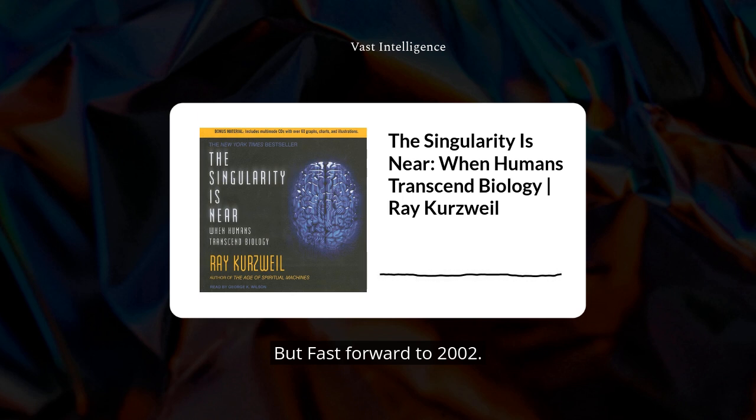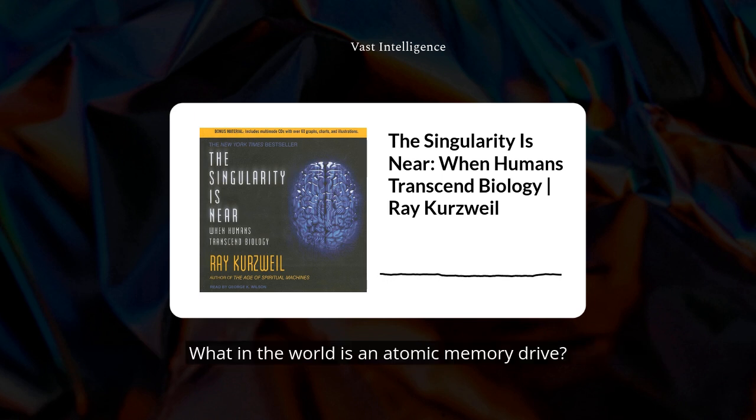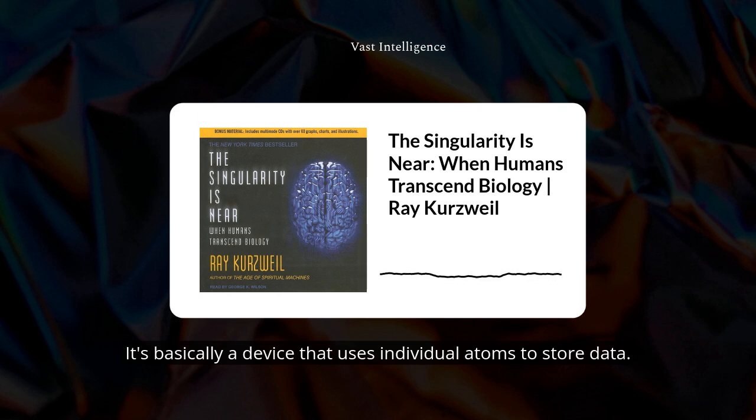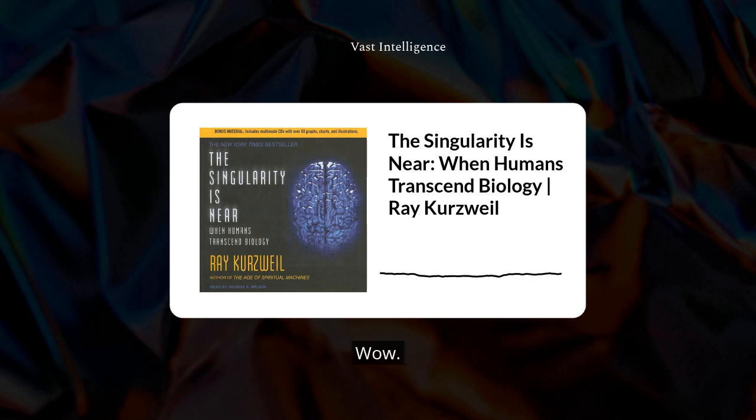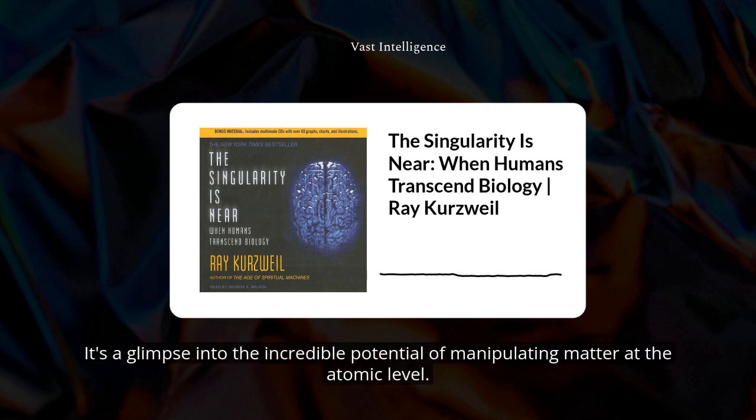But fast forward to 2002, scientists actually created something called an atomic memory drive. What in the world is an atomic memory drive? It's basically a device that uses individual atoms to store data. Wow. Imagine storing your entire music library on a single atom. That's wild. It's a glimpse into the incredible potential of manipulating matter at the atomic level.